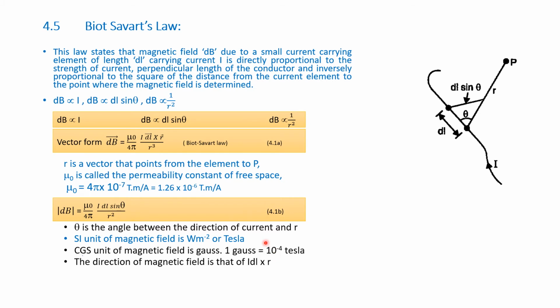Please remember these equations and the numerical values of mu naught, that is 4 pi into 10 to the power of minus 7, as well as the CGS Gauss, which is equal to 10 to the power of minus 4 Tesla. This will be required in solving numerical problems.